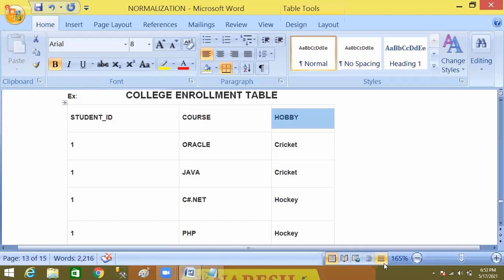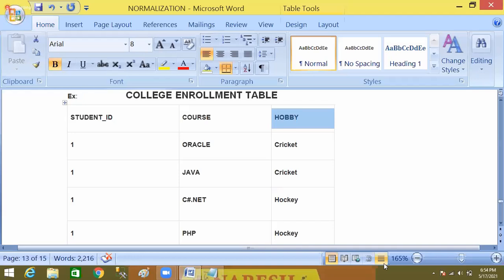Okay, no relation. The course is not having any relation with hobby, and hobby is not having any relation with course. They are two different independent columns. That means your college enrollment table is having more than one independent multi-valued column.